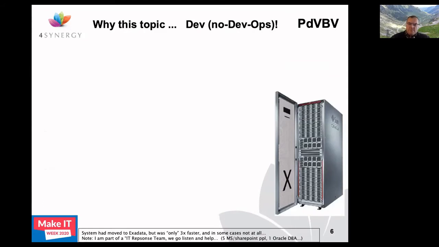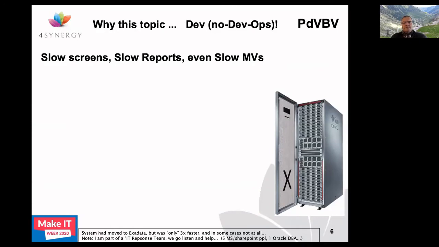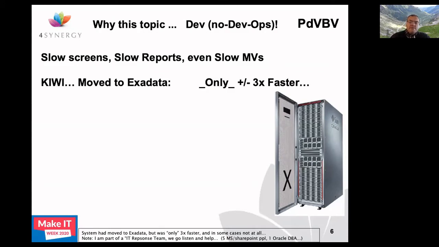So what did we have? We had an application where the users complained bitterly that it was not working anymore. Slow screens, slow reports. The refresh of certain materialized views was beginning to take more than 24 hours. That was not good. And screen changes were in the order of 30 seconds, so 30 seconds between pressing a mouse and getting to the next screen.